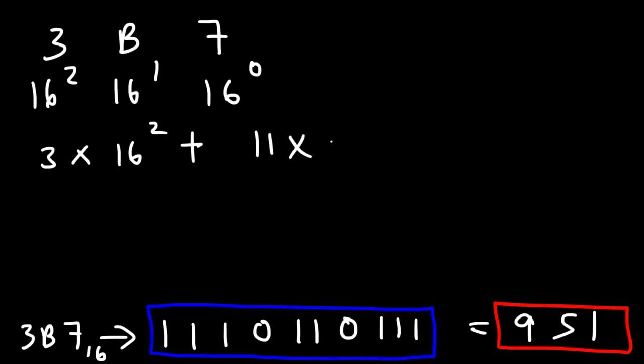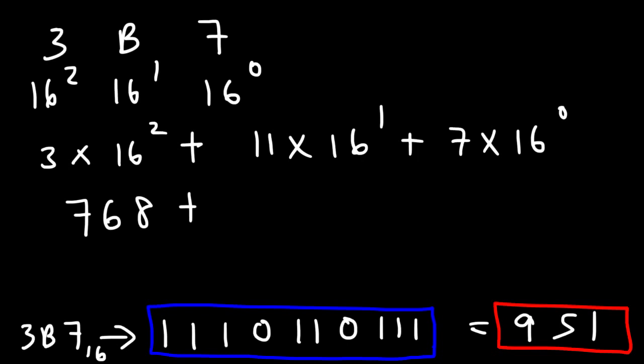B is 11. So 11 times 16 to the first, and 7 times 16 to the 0 power. Now 16 squared, or 16 times 16, that's 256. 3 times 256 is going to be 768. 11 times 16 is 176. And 16 to the 0 power is 1, times 7.